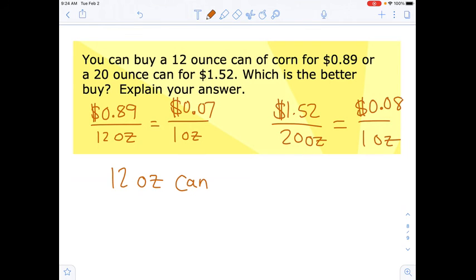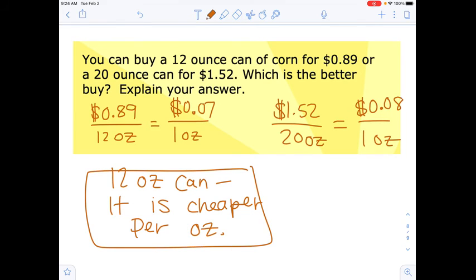And then it says explain. So all I'm looking for is for you to say, it is cheaper per ounce. That's enough of an explanation for me.